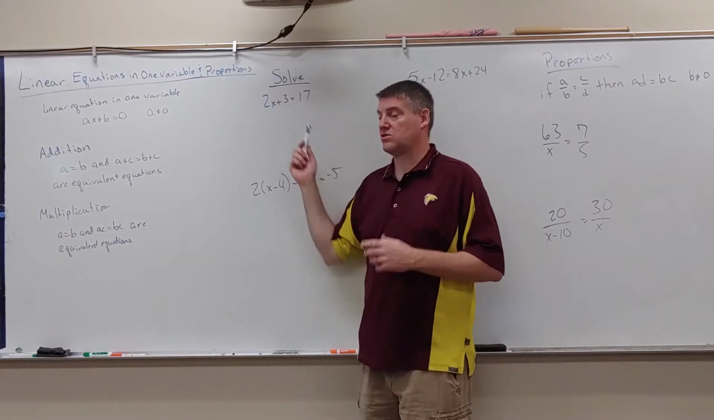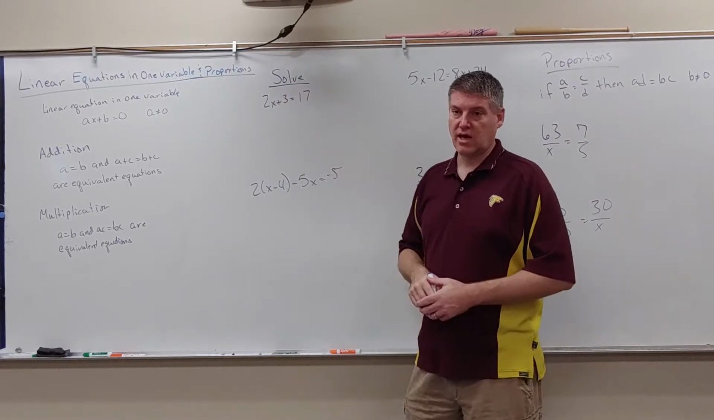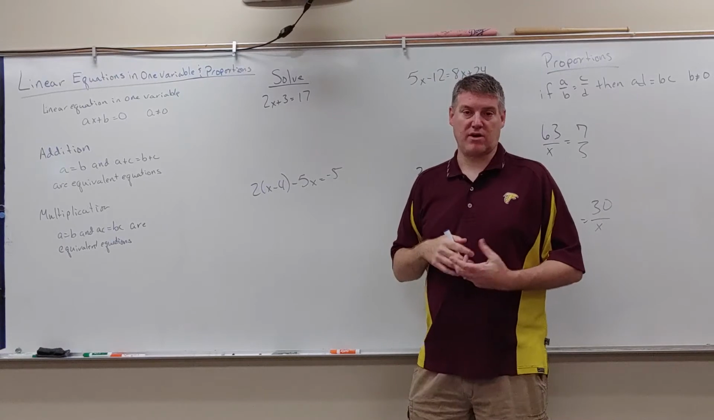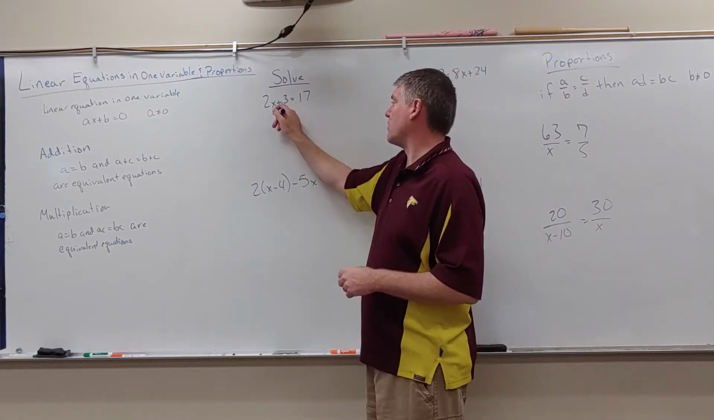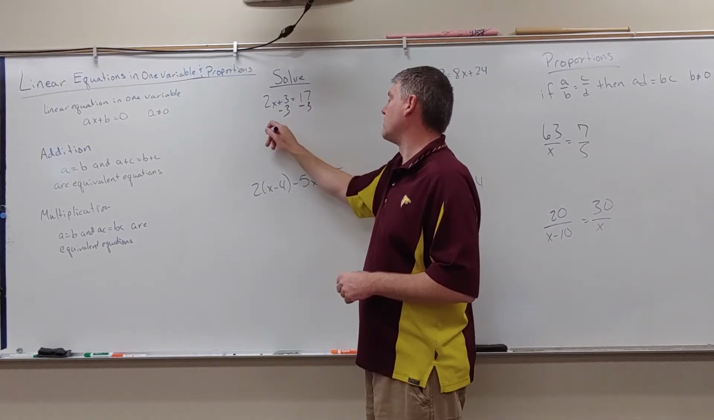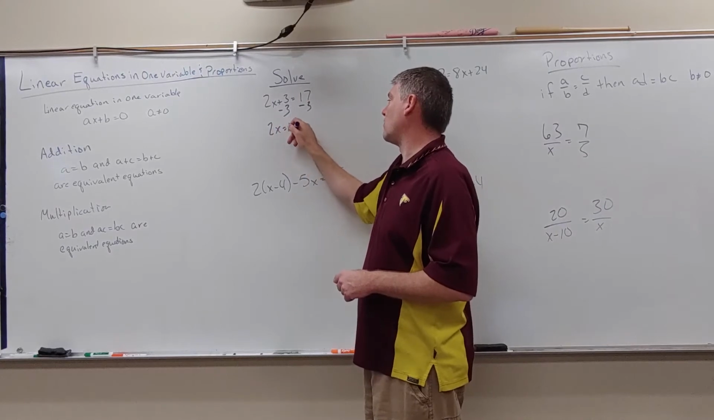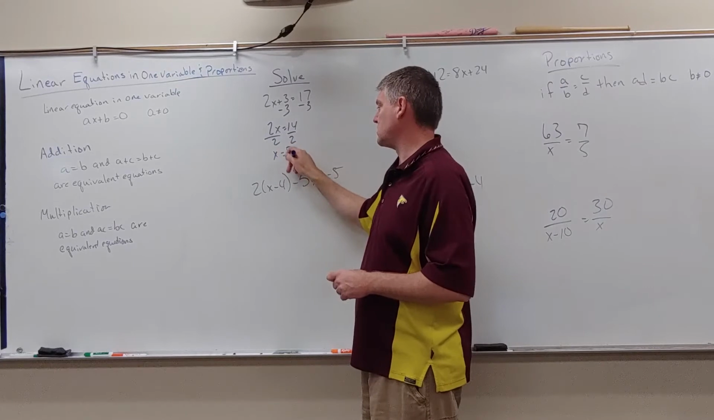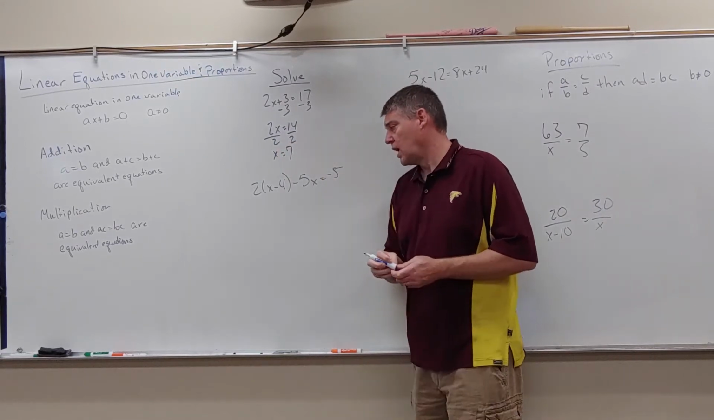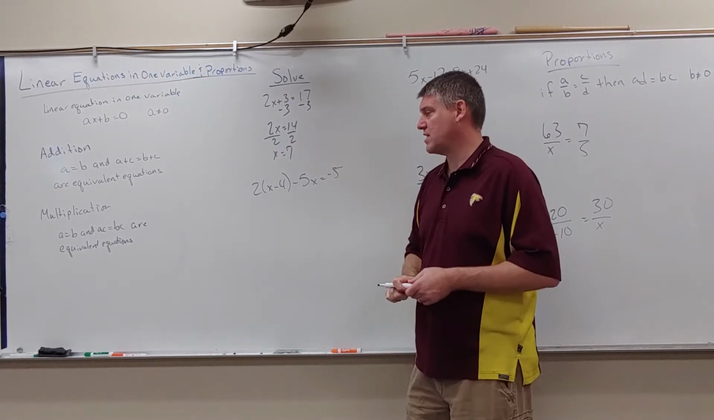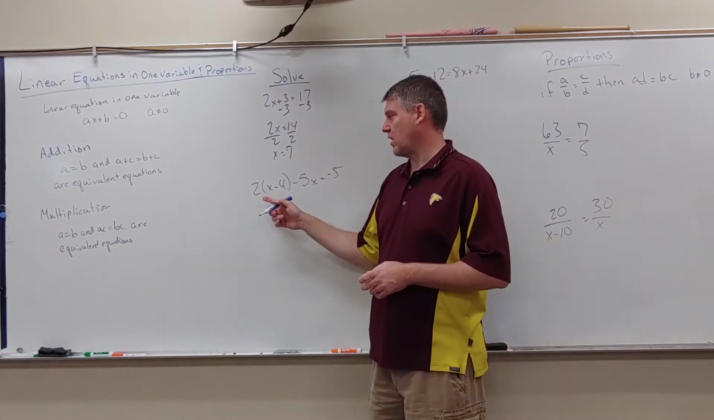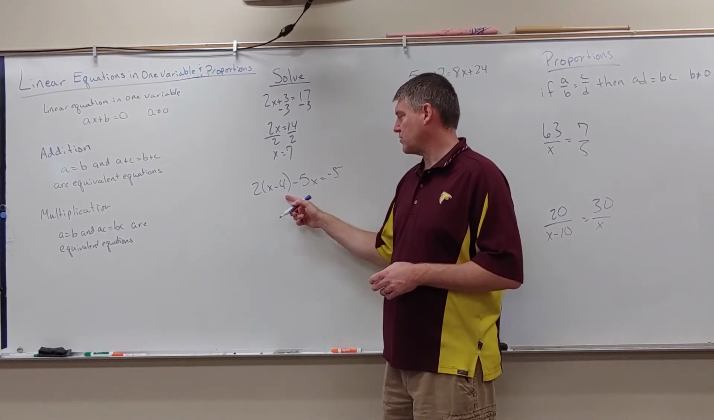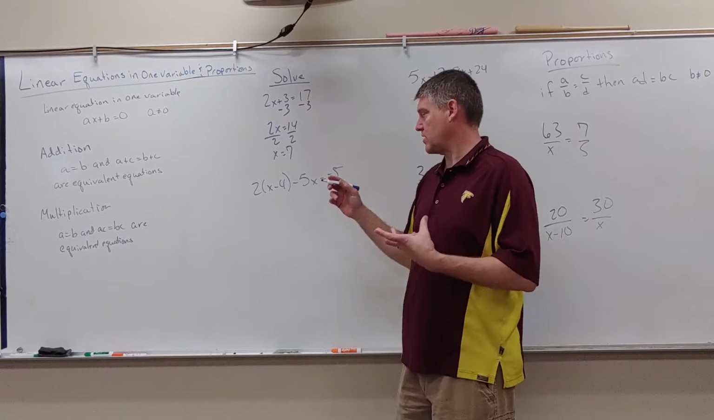So here it says solve. Okay, so the first thing I'm going to do is isolate my variable. So I'm going to move the 3 over, so I'm going to subtract 3. 2x equals 14. Divide by 2, divide by 2. x equals 7. So a lot of you guys are probably pretty familiar with these. That's awesome. So here now I'm going to distribute my 2 through and combine like terms and then simplify.